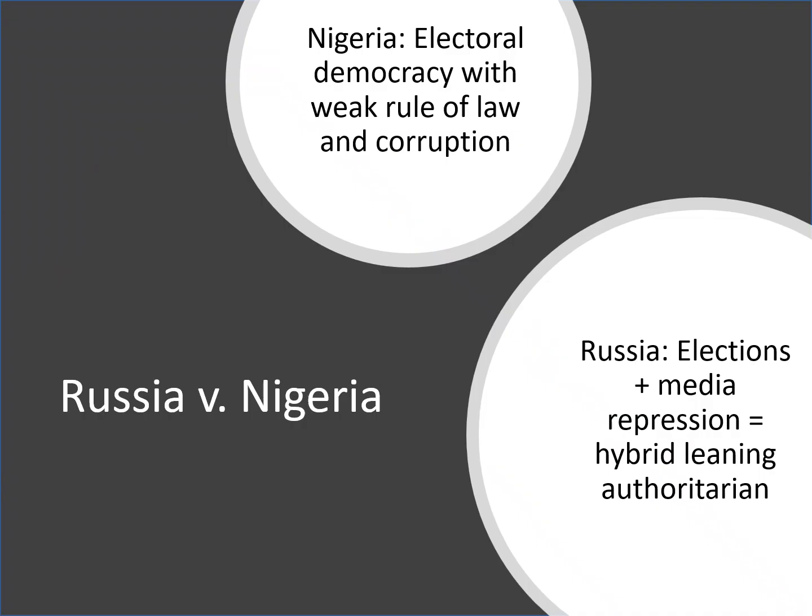In a quick mini case study, Russia has elections, but it has media repression, which leads to a hybrid-leaning authoritarian government. Nigeria has electoral democracy, but with weak rule of law and corruption. Quick student question: which is more important in defining a regime? Is it elections, media freedom, or rule of law?